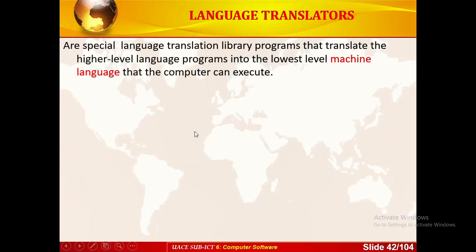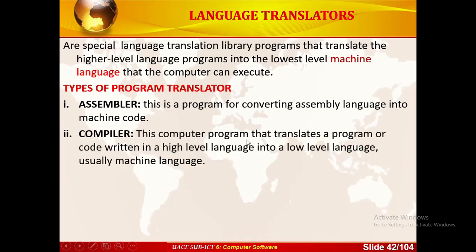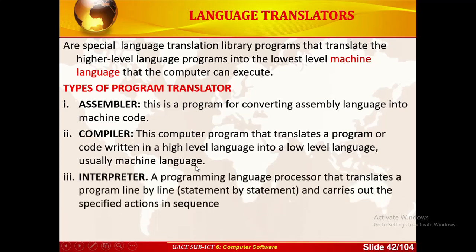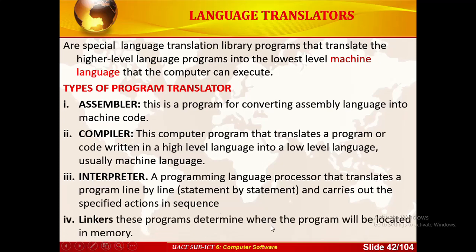Then we have language translators. These translate high-level languages into low-level machine languages the computer can execute. We have the assembler, which converts assembly into machine language. We have the compiler, which translates coded high-level languages into low-level. We have the interpreters, which translate a program line by line, and then we have linkers, which determine where the program will be loaded in memory. This will determine the location of the program in memory.